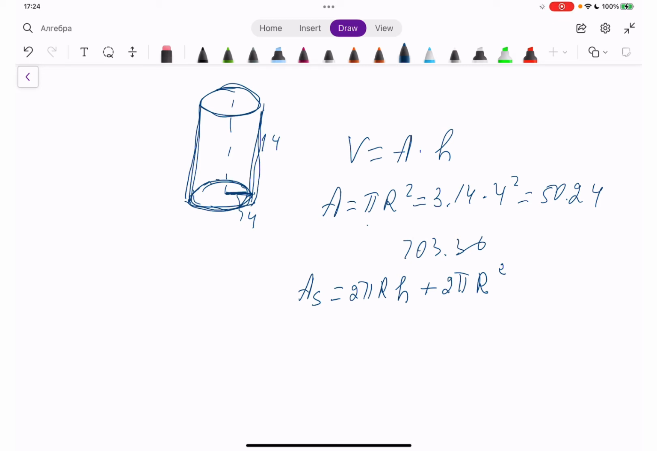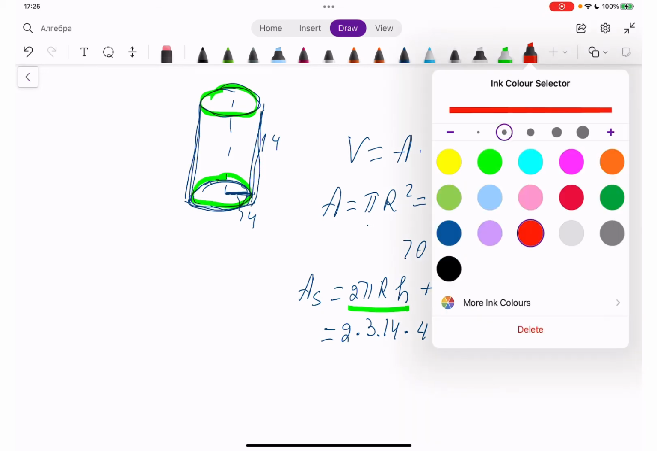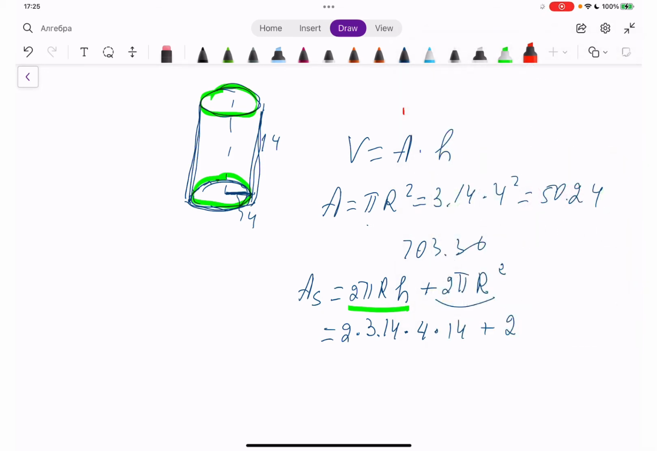Okay, so let's write it down. It's equal to 2 times pi, which is 3.14, radius is 4, and h is going to be 14, and plus 2 times. Why is it 2 times? Because we have this circle here and this circle here, right? And plus this piece is going to be this one.